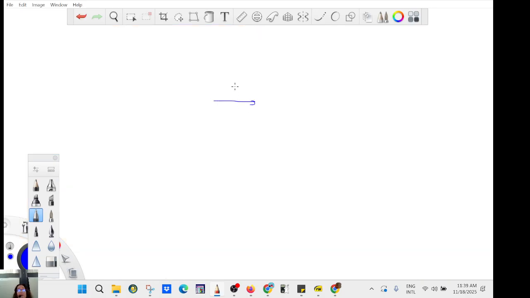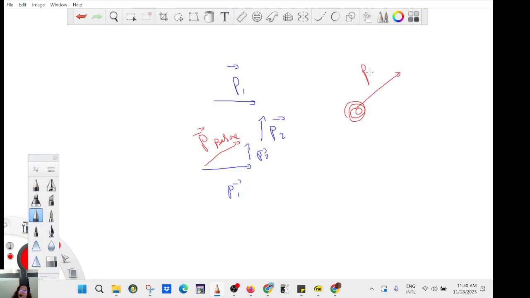So if you have a P1 here, that's the car, and you have another car P2 here, right? So you can do P1 plus P2. That's going to be the total momentum before you add the vector. So that will be P before. When they collide, they're going to move together, but the total momentum has to be the same. Okay?